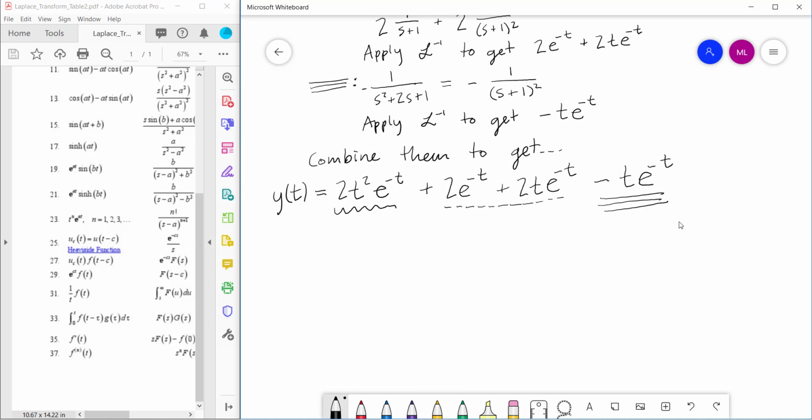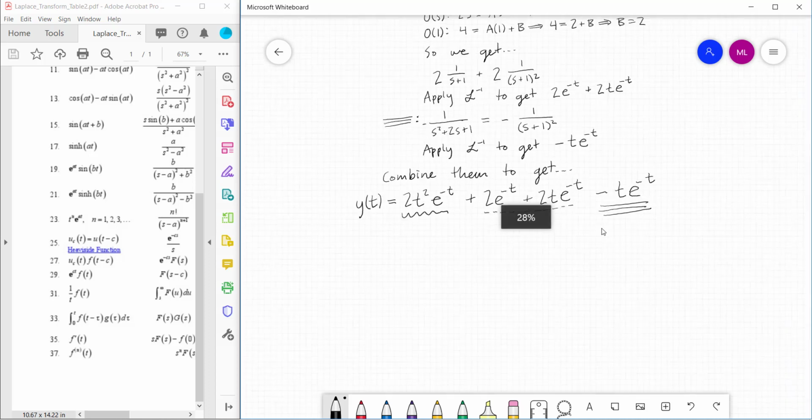So keep in mind, if we were comparing this to the answer in the back of the book, they would probably combine these two terms. They both take the form of te to the negative t. We have 2 of them here, negative 1 of them here. And the answer in the back of the book would probably look like 2t squared e to the negative t plus 1 te to the negative t, which you get by combining those two, plus 2e to the negative t.